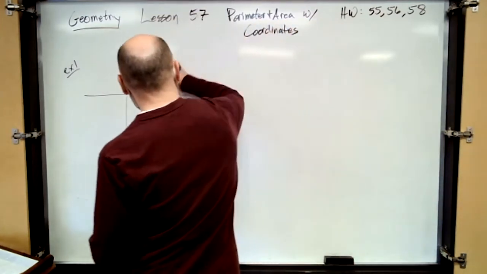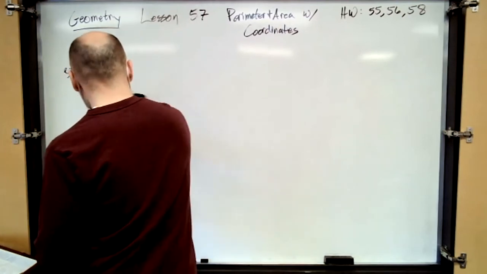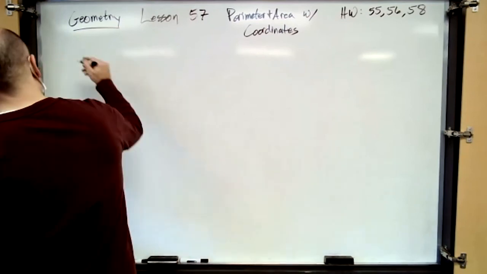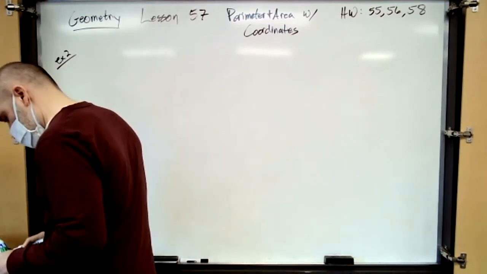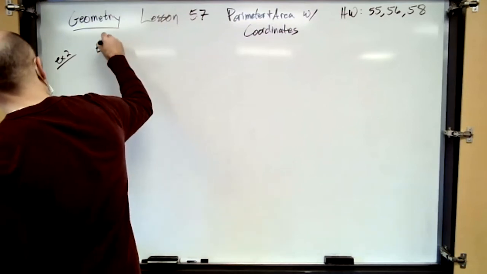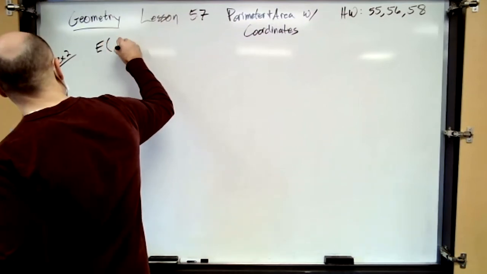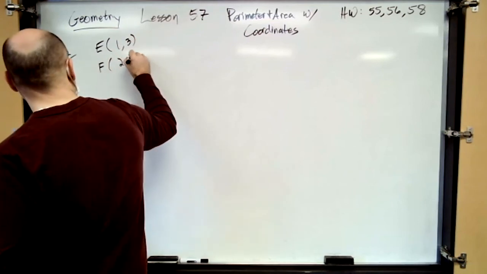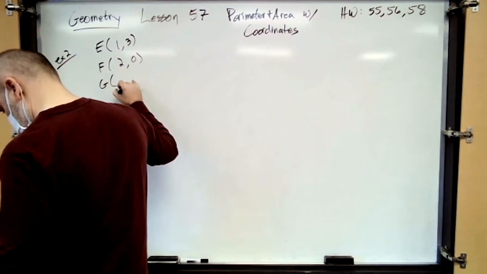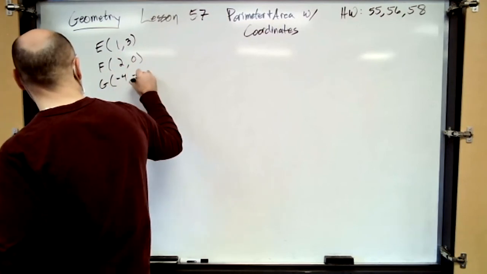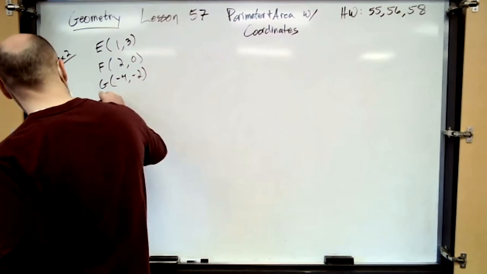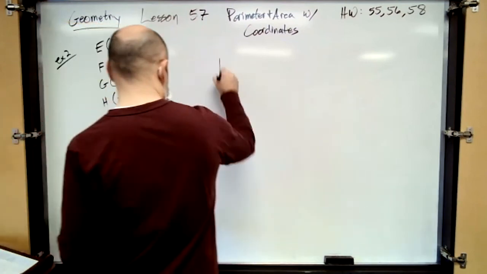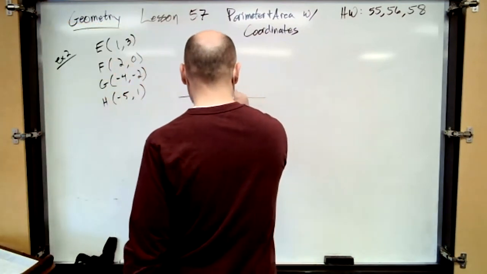Let's say that we don't have vertical and horizontal lines. Let's say we've got some annoying ones. So here's example two. Here are my coordinates. E is 1, 3. F is 2, 0. G is -4, -2. H is -5, 1. So I'm going to graph it, and I am going to do my hash marks.